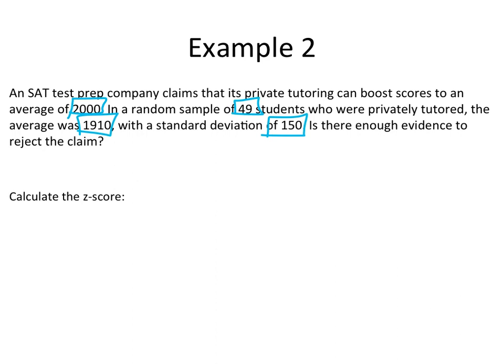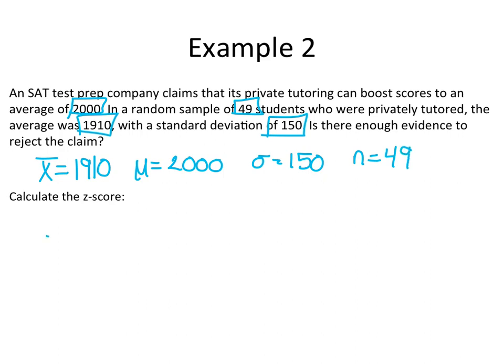So calculating the z-score. Here we have x bar, which is the original mean, equal to 1910. Mu, the expected average, is 2,000. Sigma, standard deviation, is 150. And n, the sample, is 49 students. Calculating the z-score, we have z equals x bar, which is 1910, minus mu, which is 2,000, divided by sigma, which is 150, divided by the square root of n, which is 49.